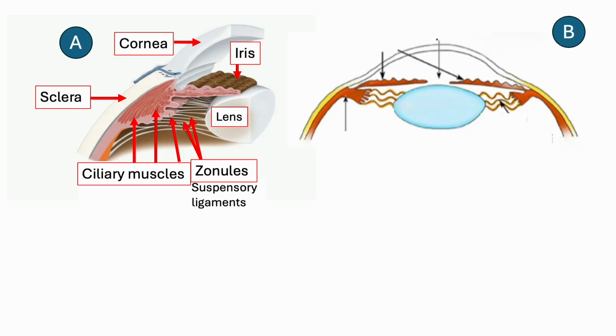B shows what happens to the lens when focusing on close objects. Light enters the eye and travels through the pupil, formed by the iris, and then reaches the lens. When the object being viewed is close to the eye, the lens needs to get thicker to refract the light rays more so it lands on the retina.